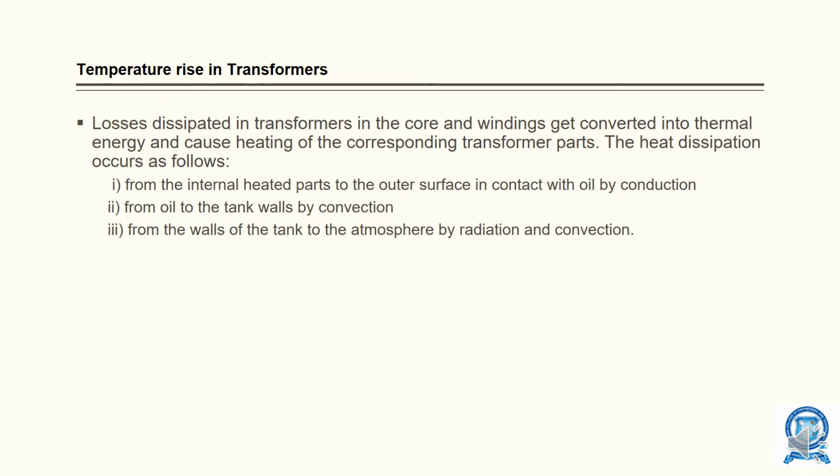The losses dissipated in the transformer core and winding get converted into thermal energy and cause heating of the corresponding transformer parts. The heat dissipation occurs as follows: from the internal heat parts to the outer surface, which we call conduction; from the oil to the tank walls by convection; and from the walls of the tank to the atmosphere by convection. So the heat transfers in the form of conduction, convection and radiation. These are the three forms in which heat energy is transferred from various parts of the transformer.